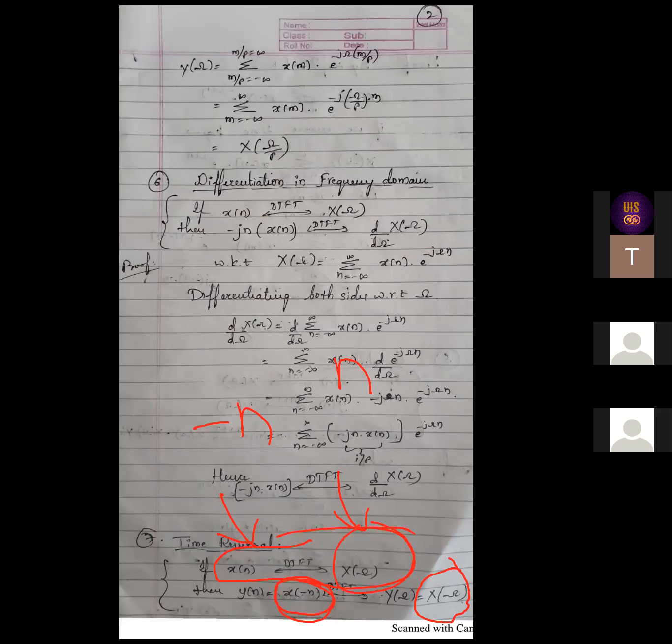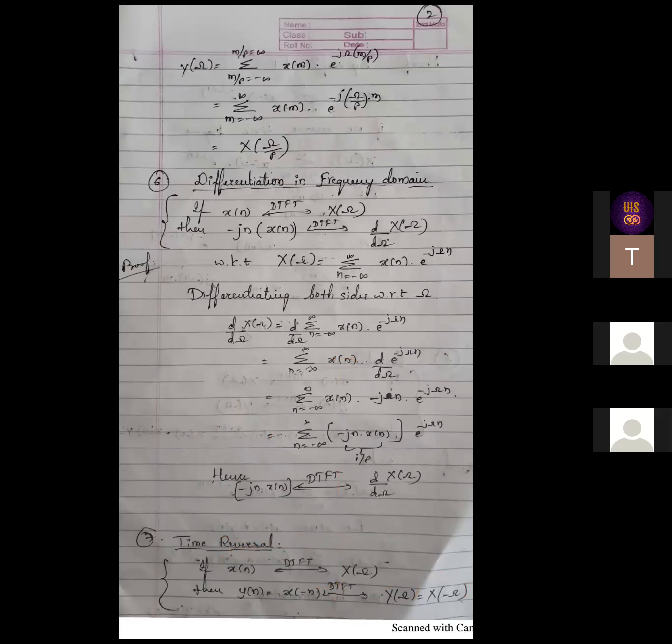This is time reversal. However, in the Z transform, the property was a little bit different. Okay, you can just check it after the class. What's the difference between time reversal here and there? I think there it was something multiplied by Z power. Just go and check it after the class. So let's prove this property.